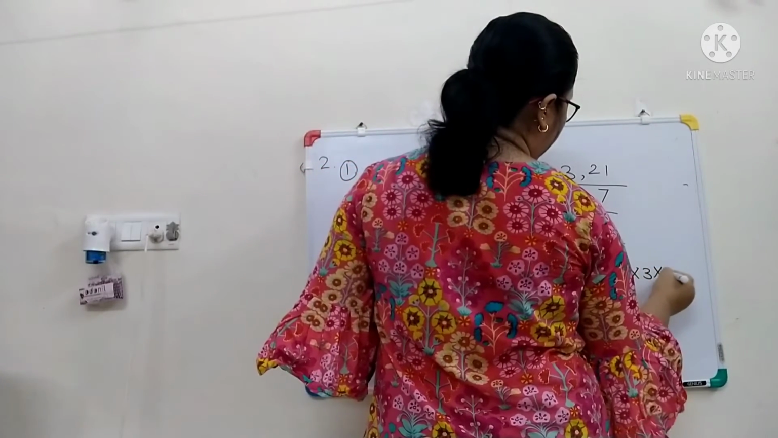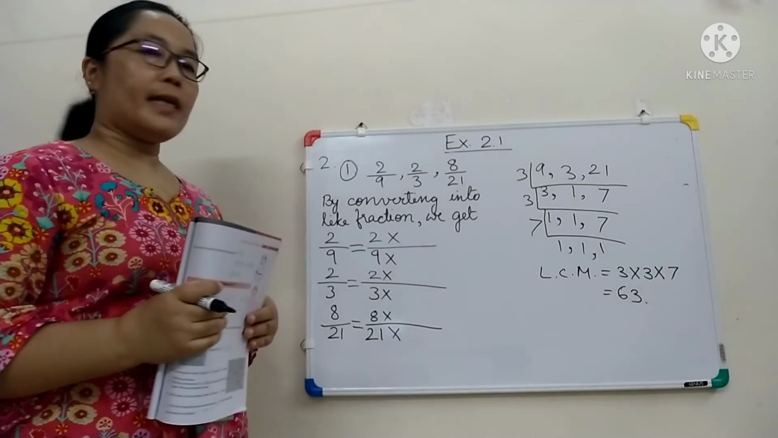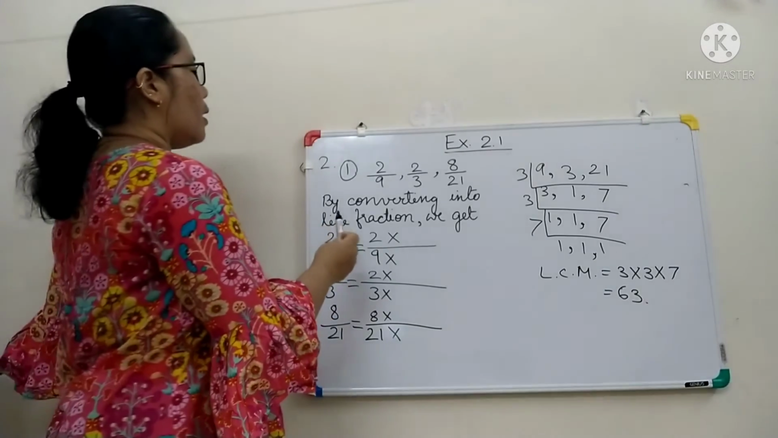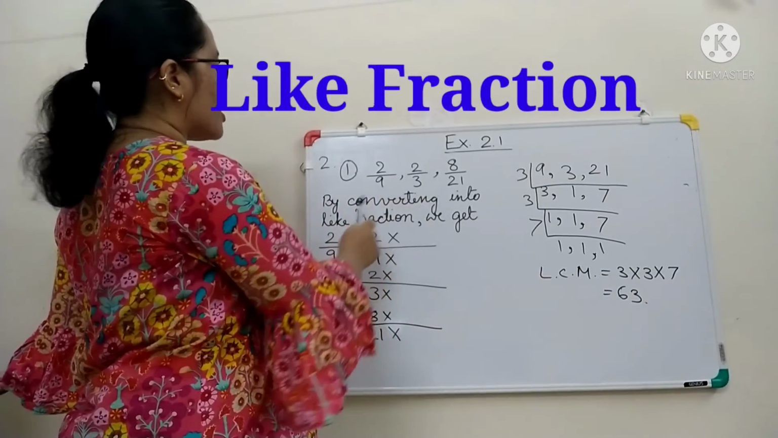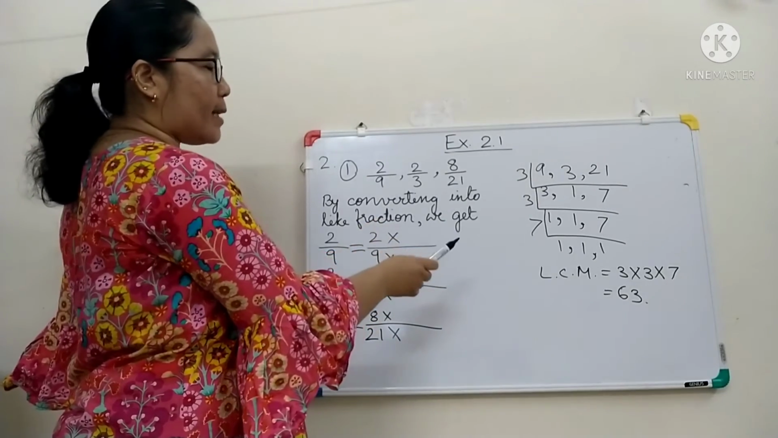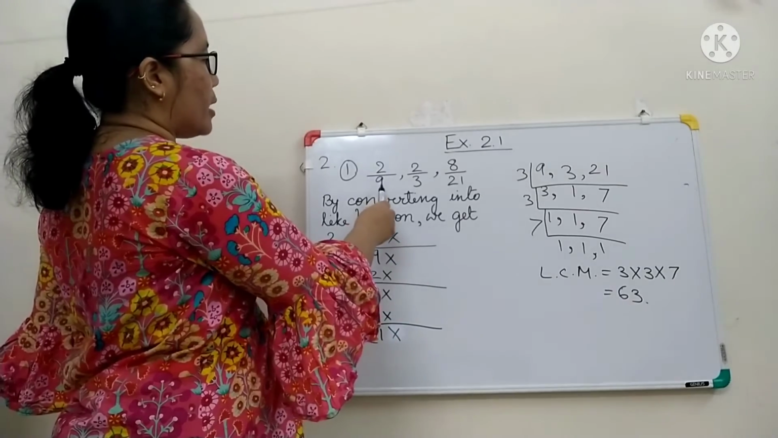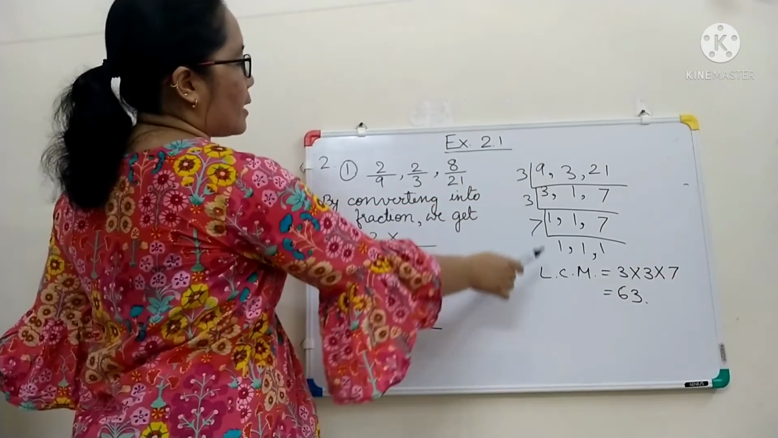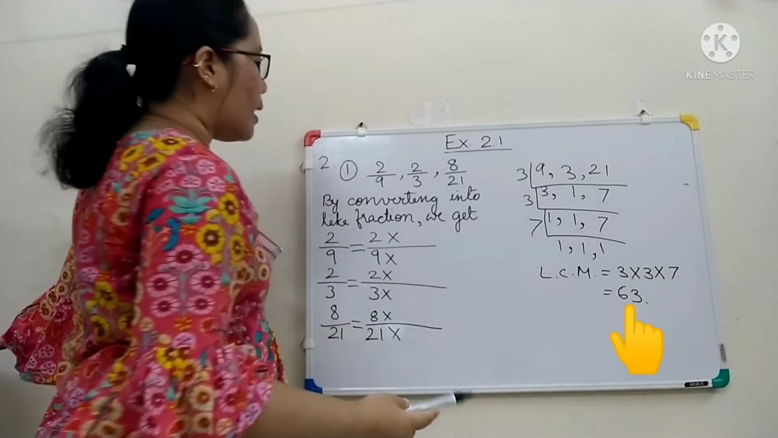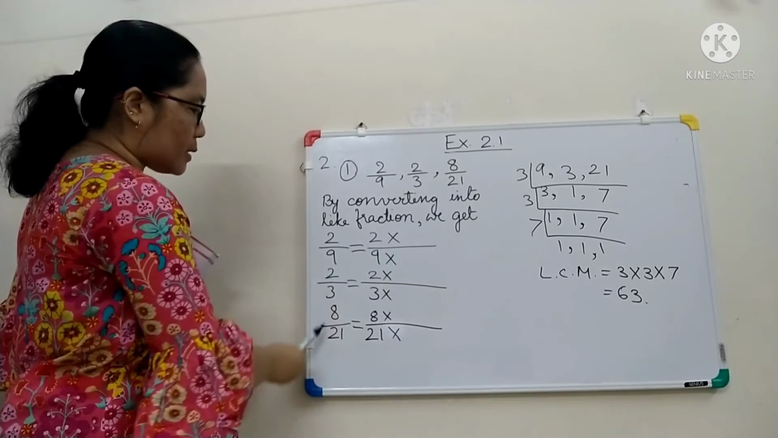3 multiplied by 3 multiplied by 7 is equal to. So to solve this problem, first of all we have to convert all these fractions into like fractions. For that we have to calculate the LCM of these numbers. So we have taken the denominators 9, 3, 21 like this, and at last we got the value 63 as the LCM. After that, we will write all these fractions in this form.